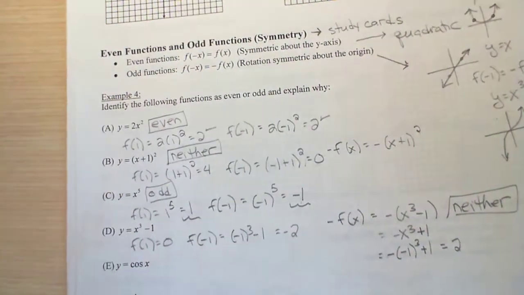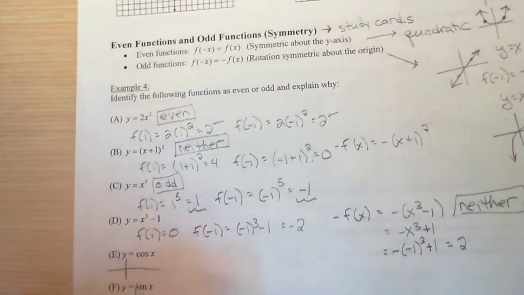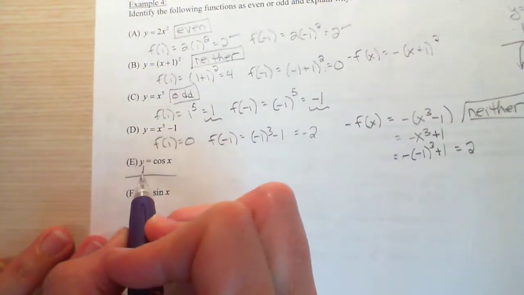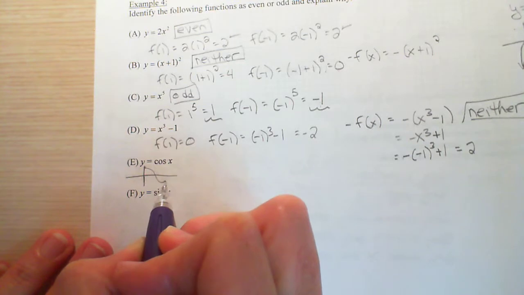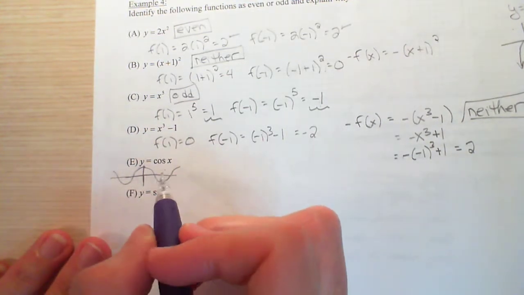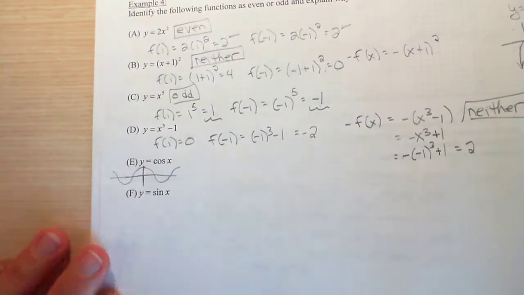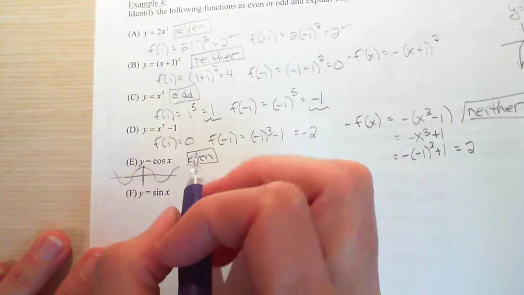Cosine. Well, if you picture the cosine graph, let me slide up here. Cosine of 0 is 1, so it looks like this, right? It looks symmetrical about the y-axis. It is even. Let's show why.